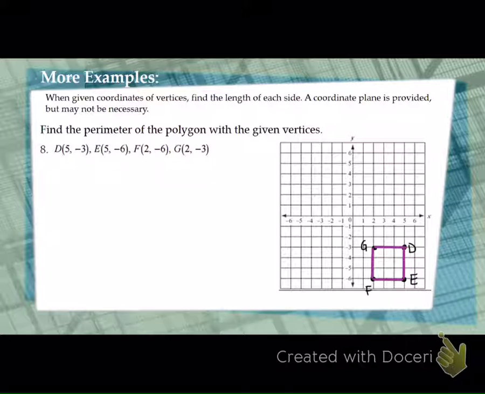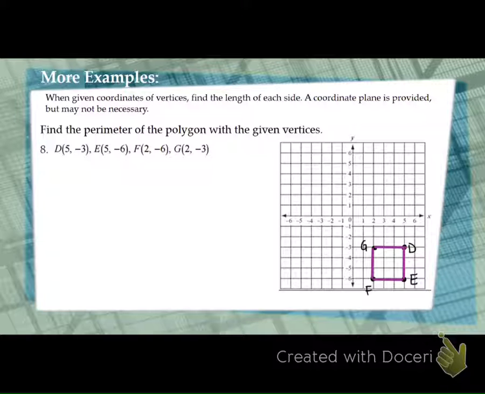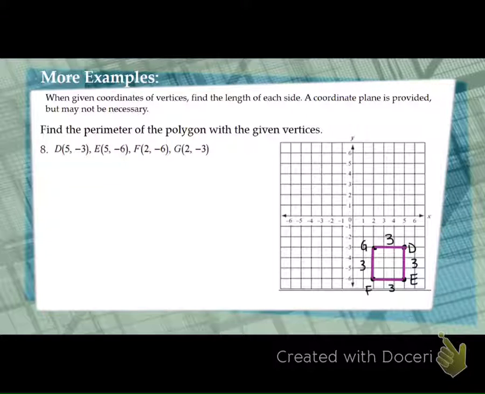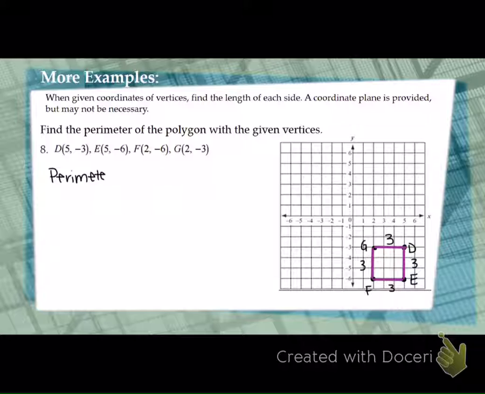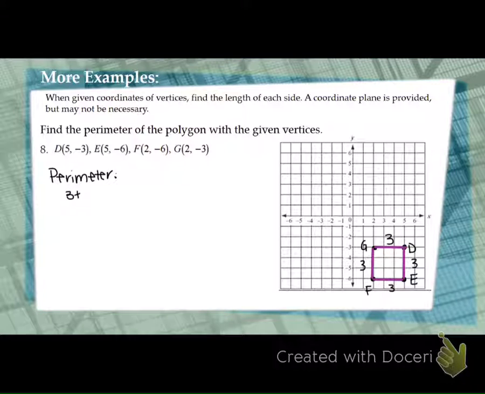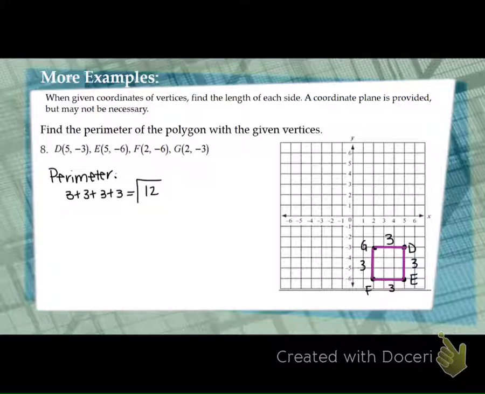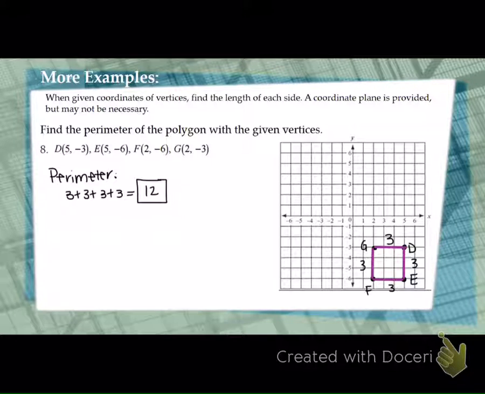It's just on a straight line. Good. It's a vertical or horizontal line. So if it's a vertical or horizontal line, you can just count them. If they're slanted, so they're cutting through the boxes, you're going to have to use the distance formula. But you can see here that these all are 3. So to find the perimeter of this one, all you have to do is 3 plus 3 plus 3 plus 3. So the perimeter of that one is 12.